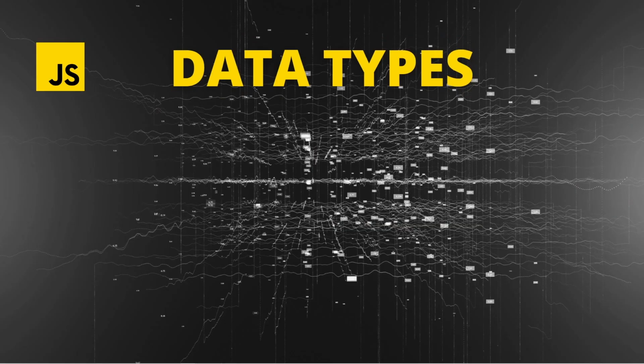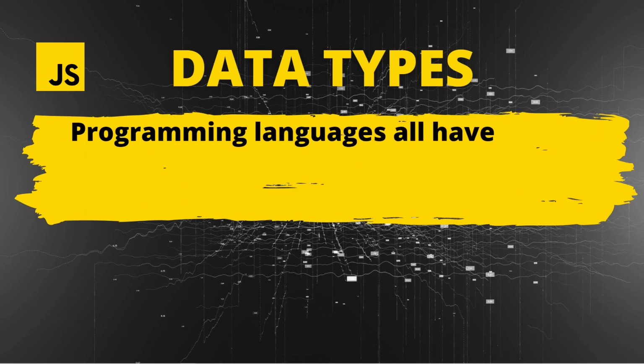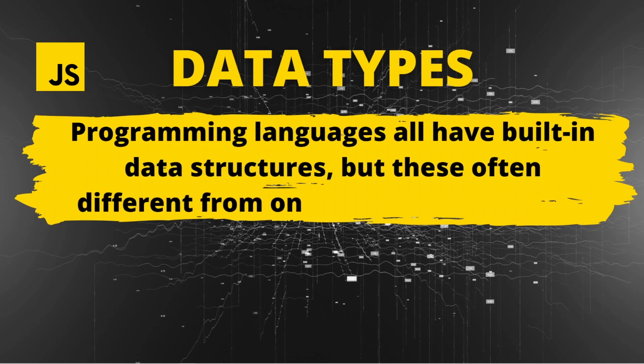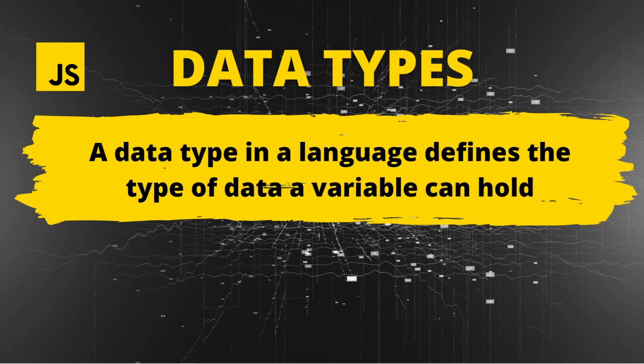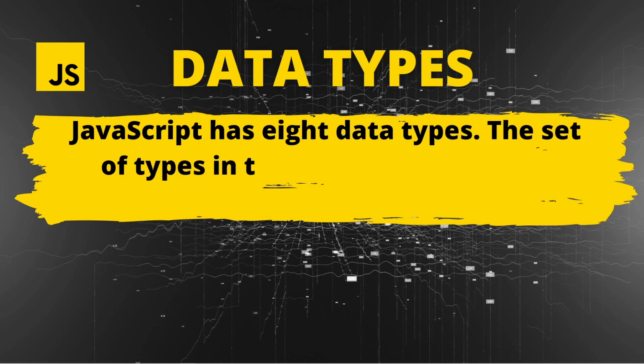Let's talk about data types. Programming languages all have built-in data structures, but these often differ from one language to another. A data type in a language defines the type of data a variable can hold. JavaScript has 8 data types.